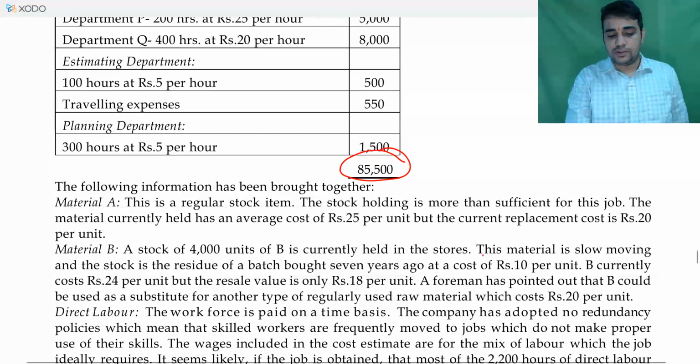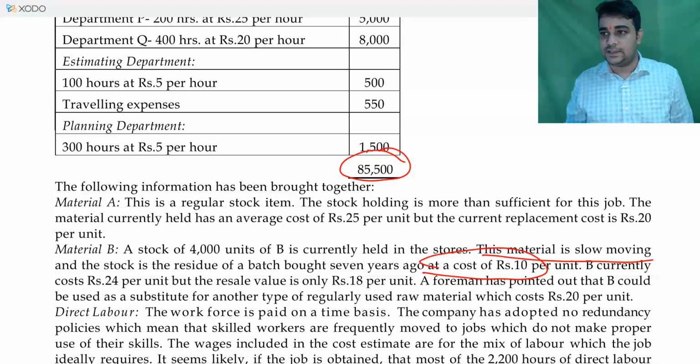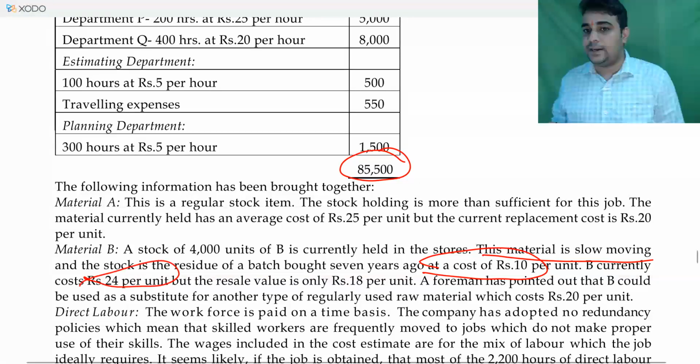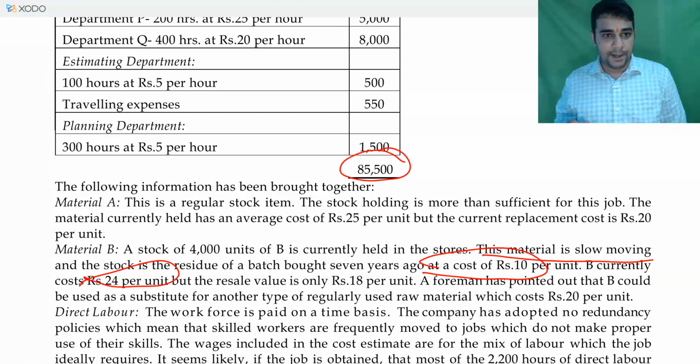This is a slow moving item, so I need to put this for some use. It was bought 7 years ago at a cost of 10 per unit. Don't bother about what price they bought it at, because it was bought 7 years ago and that price is irrelevant at this point of time. B currently costs 24 per unit. Again an irrelevant information because I am not planning to buy this material.